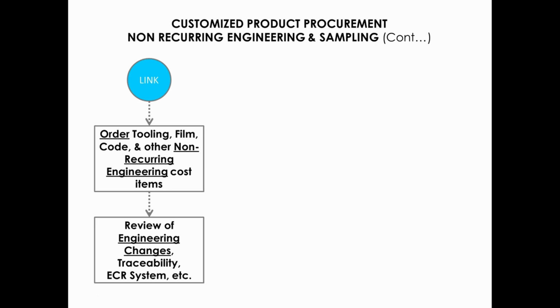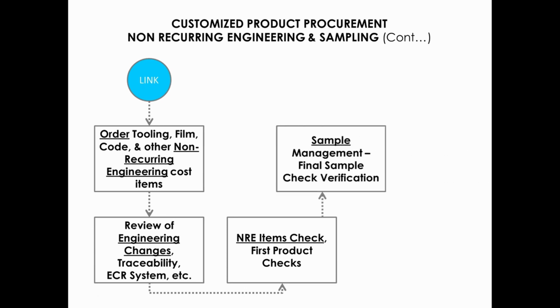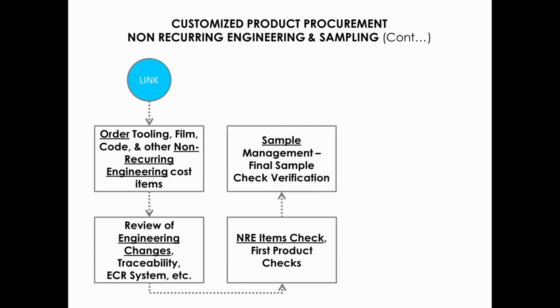Once NRE items have been completed to the stage where products can be produced from them, you need to check the parts. These parts will be the first off from the tools and in general would require some slight modifications before parts being produced are acceptable. Once the supplier is happy with the way that the tooling is operating, for example, they would submit final samples for review and verification and official sign-off by you.